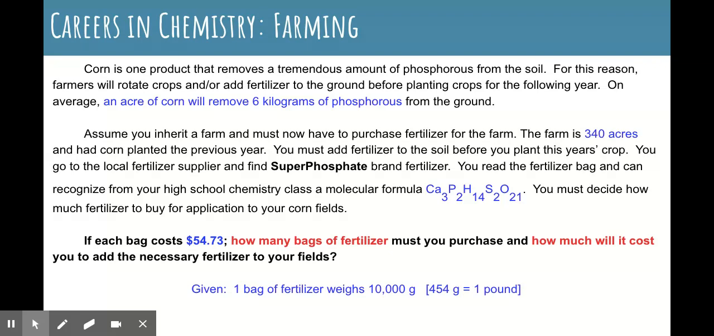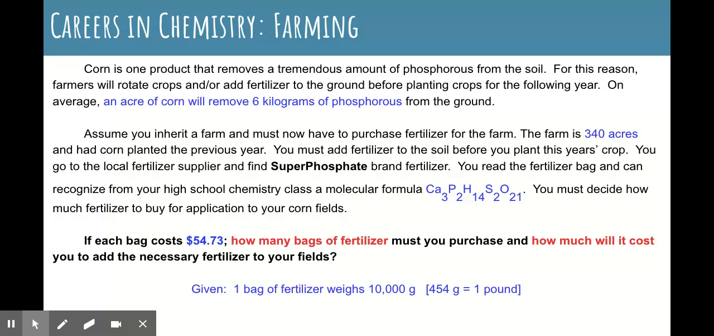So corn is one of the products that actually removes a lot of phosphorus from the soil. Okay, so for this reason, farmers usually will rotate their crops. So they're either going to do corn one year and beans the next year, or they're going to have to add a bunch of fertilizer to the ground before planting corn again the next year. So corn's removing this phosphorus from the soil. You have to replenish it somehow, either by rotating crops or adding fertilizer. So on average, 1 acre of corn will remove 6 kilograms of phosphorus from the ground. And so we're going to use that later on.